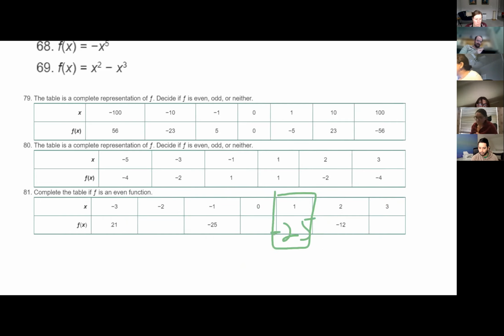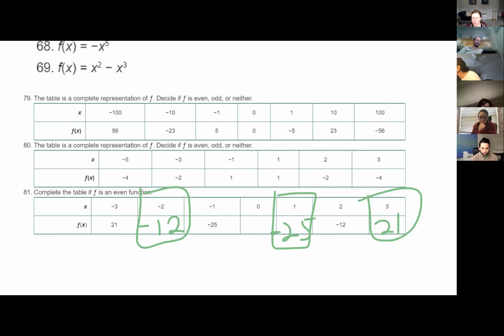And what about this? What would I put at -2? Negative 12, the same thing that's in +2. And then what should be at 3? 21, the same thing that's in the -3. The only other thing is what? 0.